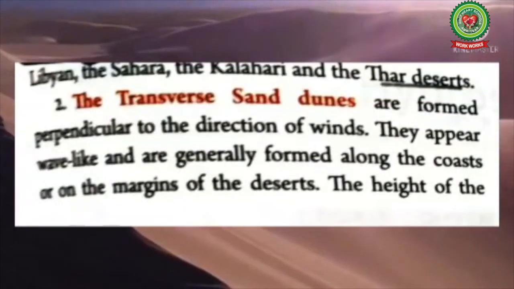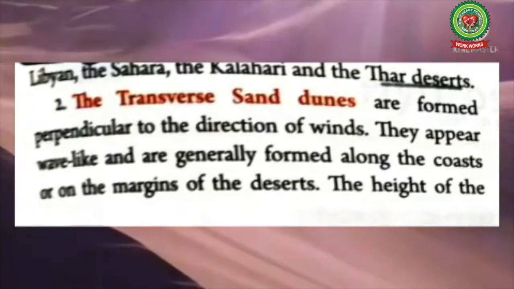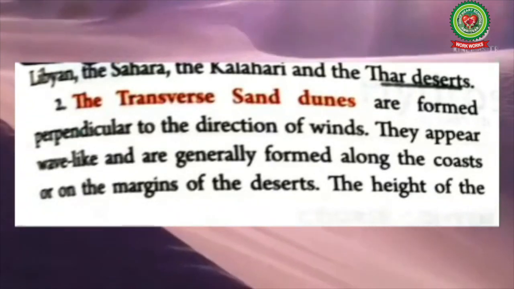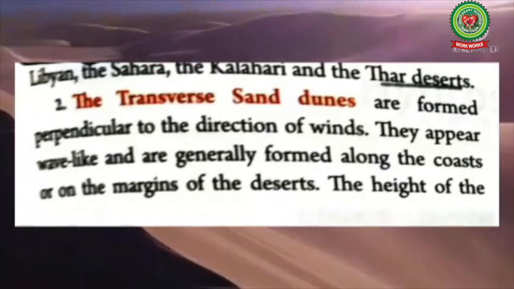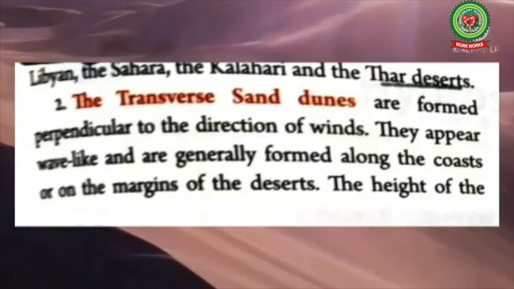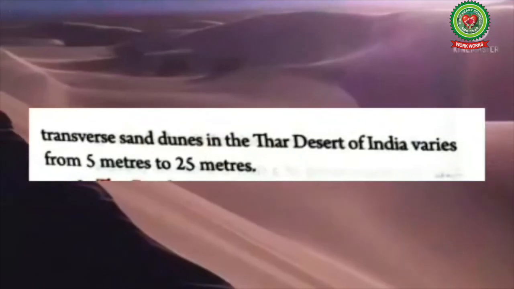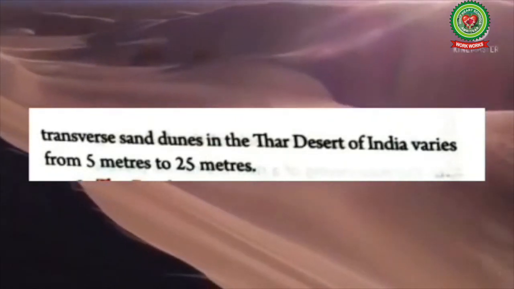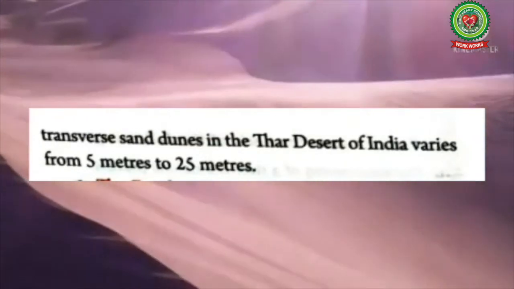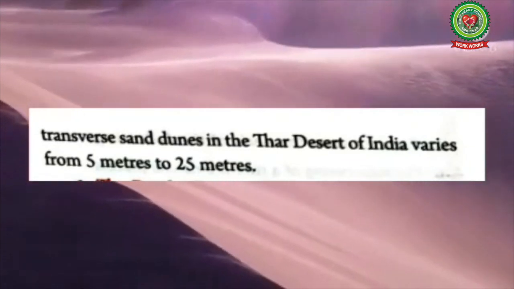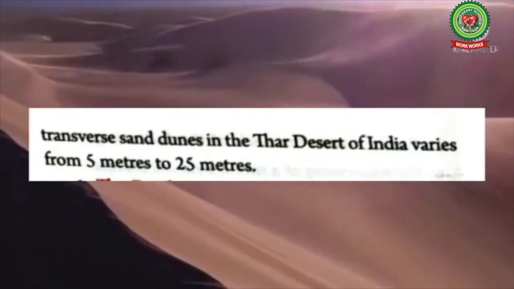The next one is the transverse sand dunes. They are formed perpendicular to the direction of winds. They appear wave-like and are generally formed along the coast or the margins of the desert. The height of the transverse sand dunes in the Thar Desert of India varies from 5 meters to 25 meters. They are also found on the coastal areas of the Australian desert.